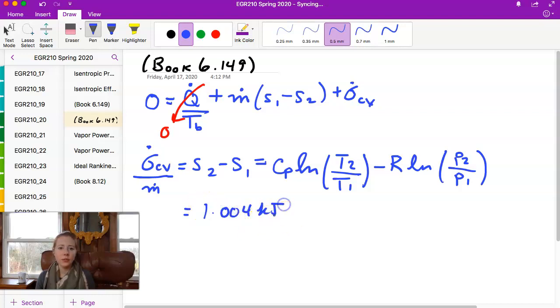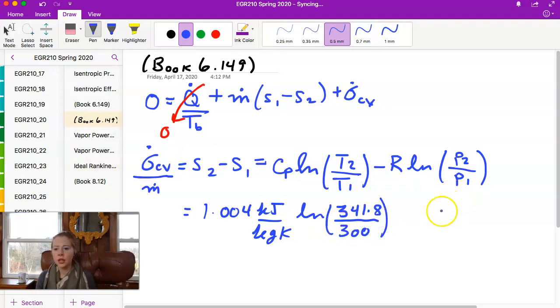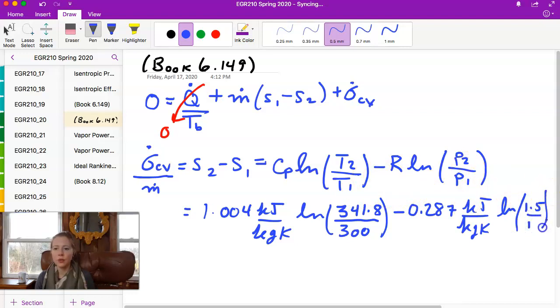So this is going to be equal to 1.004 kilojoules per kilogram Kelvin times the natural log of T2 over T1, which was 341.8 Kelvin divided by 300 Kelvin, minus 0.287, the gas constant for air, kilojoules per kilogram Kelvin times the natural log of P2 over P1, which was 1.5 bar over 1 bar. And this comes out to 0.0146.